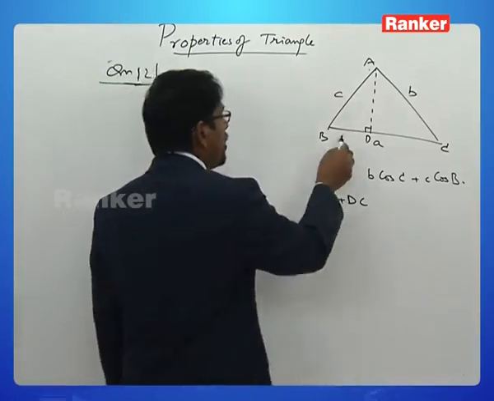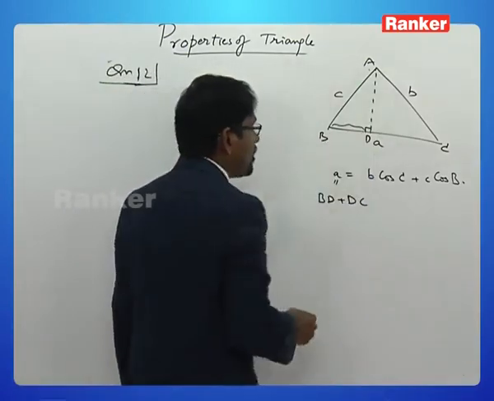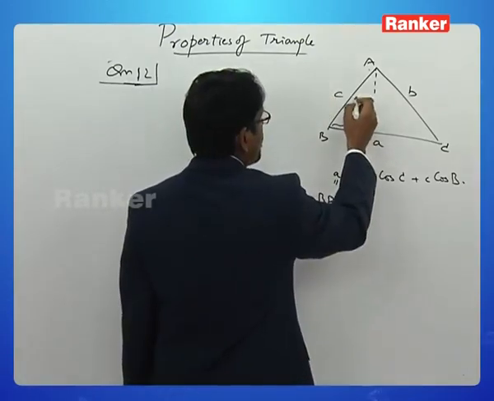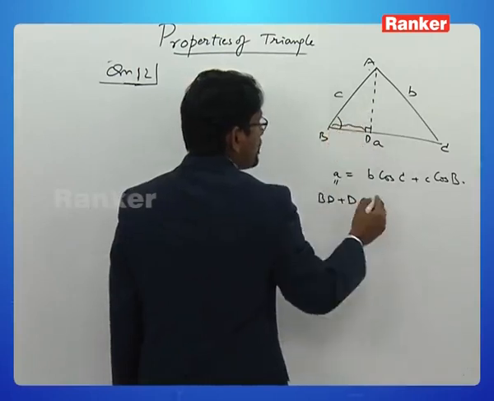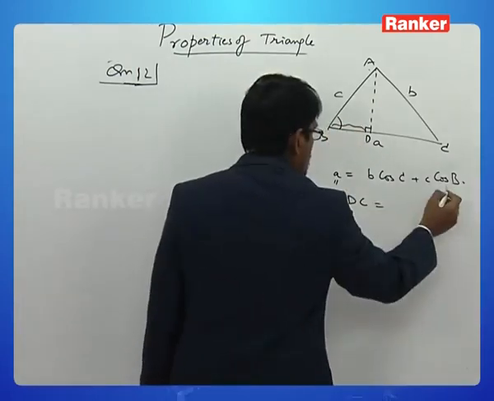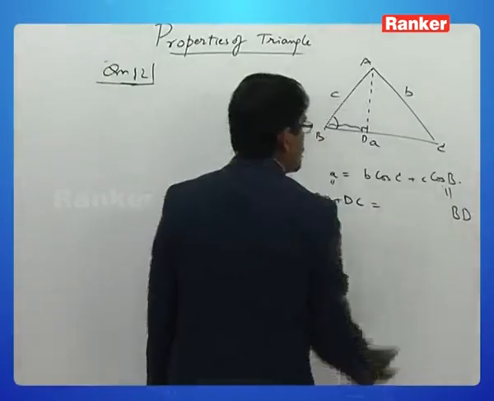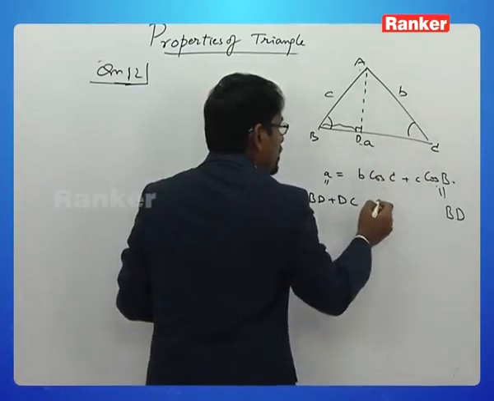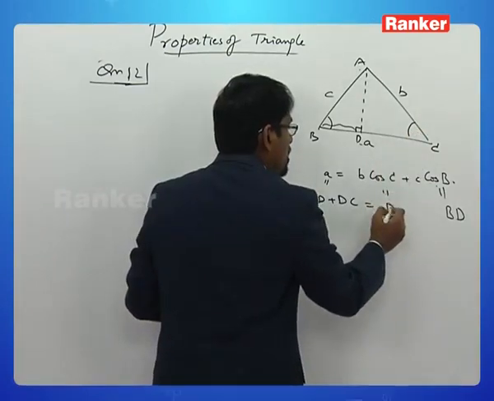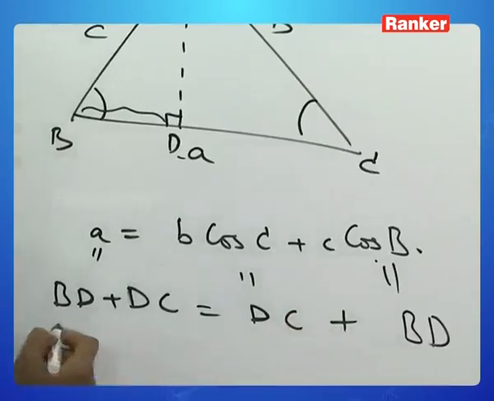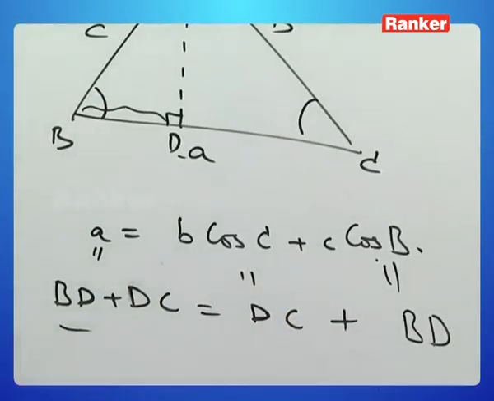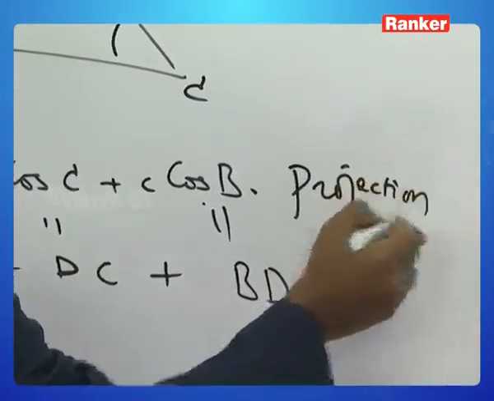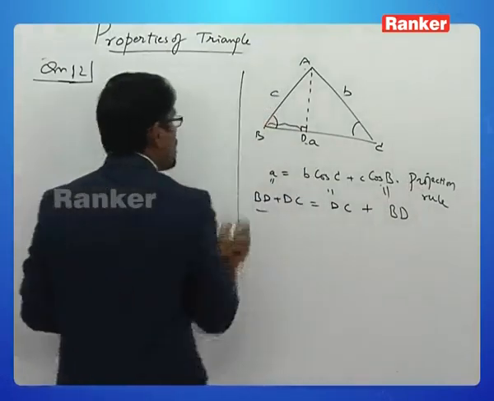But what is BD? That is C cos B. And B cos C will be DC. So BD plus DC is A. This is what is called the projection rule. This projection rule will be used here.